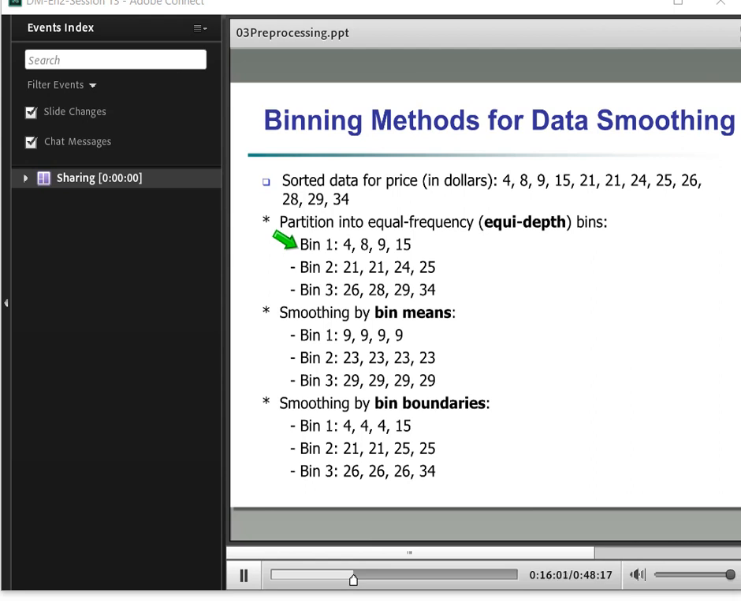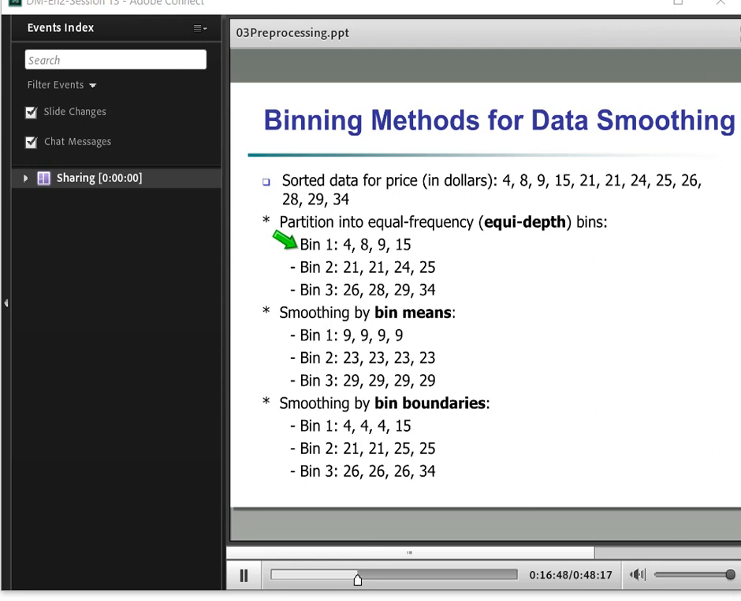The first bin consists of 4, 8, 9, and 15. The second bin consists of 21, 21, 24, and 25. And the third bin consists of 26, 28, 29, and 34. We simply divide the items into 3 different categories. The number of items in each category, or each bin, or each group is equal.